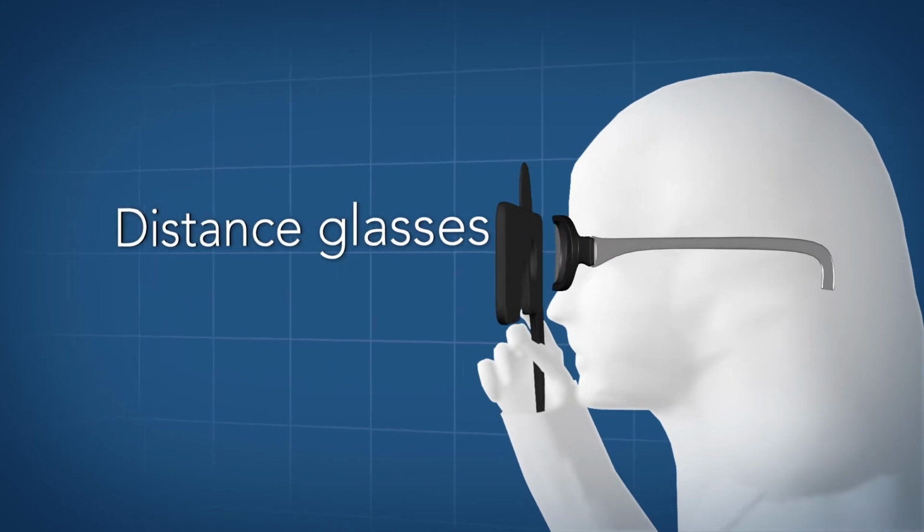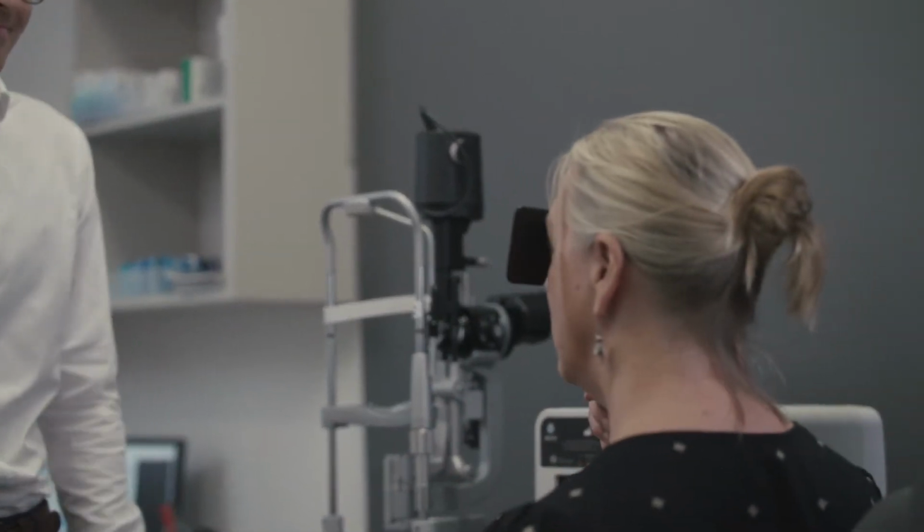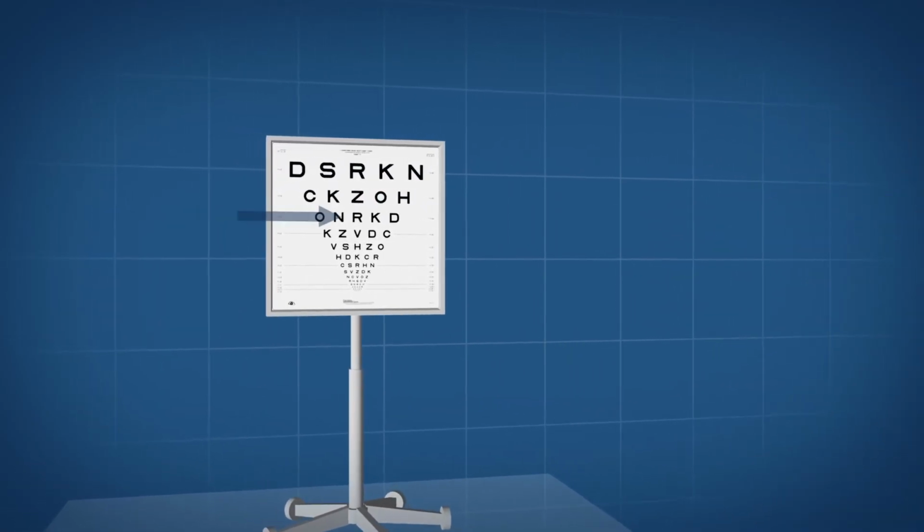Ask the patient to wear their usual glasses for distance vision if they have these. Reading glasses should not be used. Ask the patient to gently cover one eye using an occluder or a tissue. Make sure they don't press on the eye because this can distort the vision. Ask the patient to read from the top of the chart from left to right.